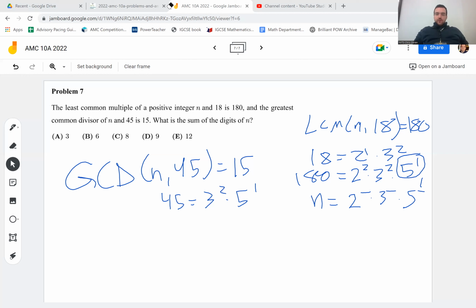We do need 2 factors of 2 in order to make 180, and 18 only has 1 factor of 2. So therefore, we know we need the power of 2 to be 2. Now, in terms of the power of 3, well, 18 already has 2 factors of 3, and 180 only has 2 factors of 3. Therefore, we can either have 1 factor of 3 or 2 factors of 3.